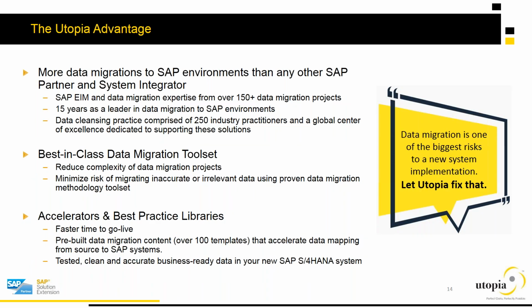So why us? Why Utopia? Well, we've done more data migration to SAP environments than any other SAP partner and system integrator. We're an SAP AIM and data migration partner, and we have expertise from over 150 projects, 15 years plus as a leader in data migration to SAP environments. We've got over 250 industry practitioners in a global center of excellence doing data cleansing, data migration, and building out our intellectual property to support these solutions.